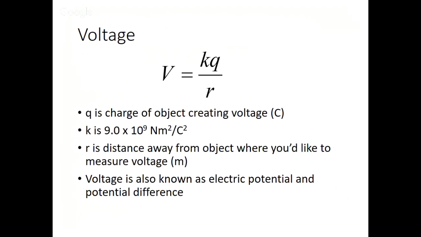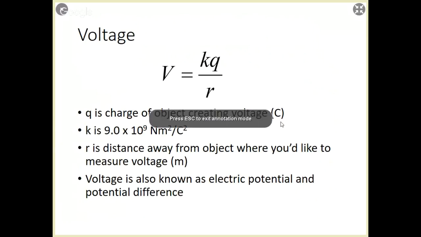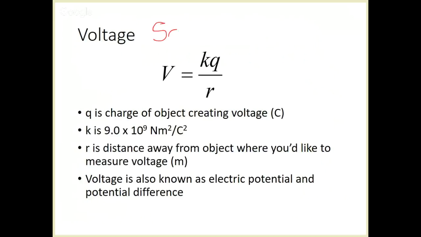Q is the charge of the object creating the voltage. Because it's a scalar, not a vector, make sure that for this Q, you do not ignore the negatives. So Q is the charge of the object creating the voltage, negative included.